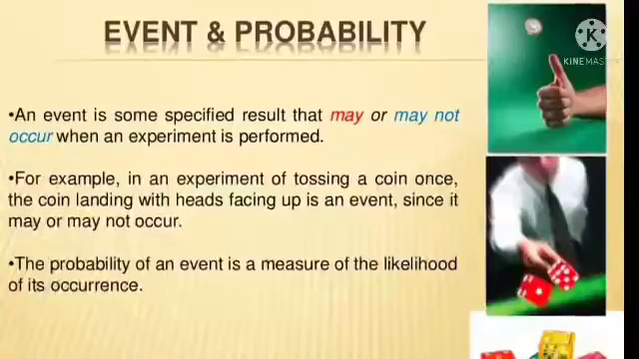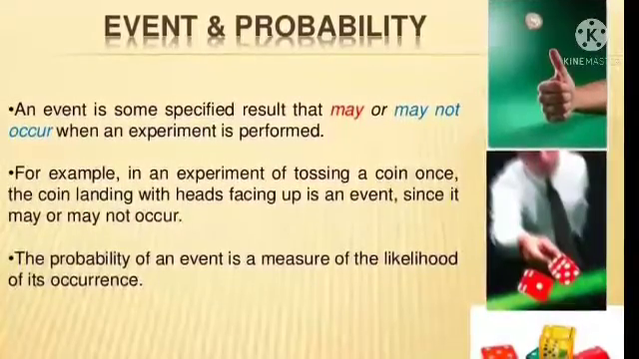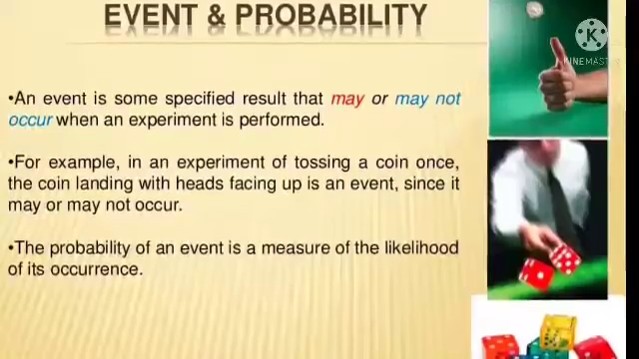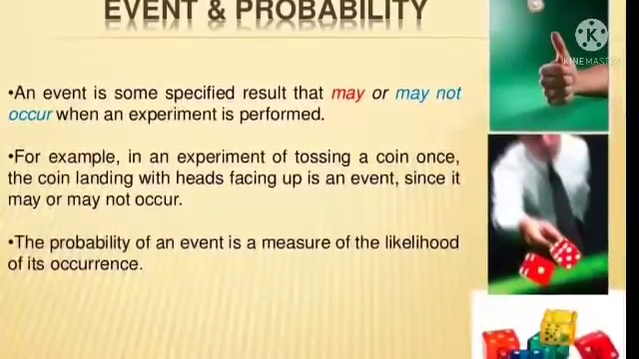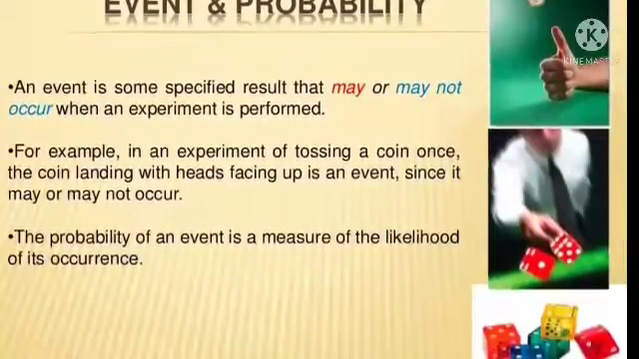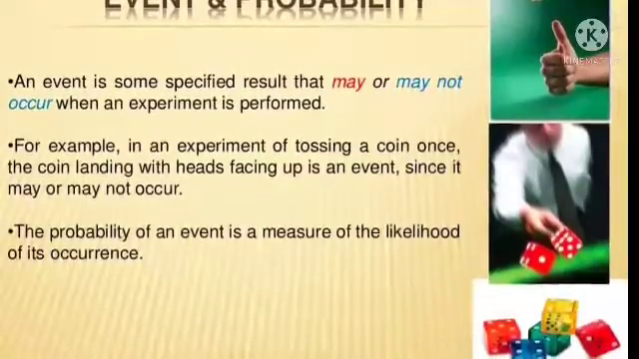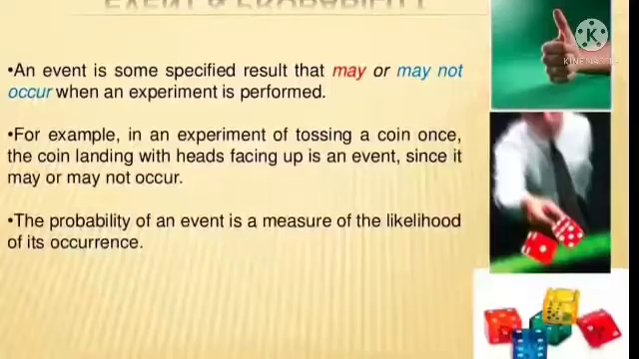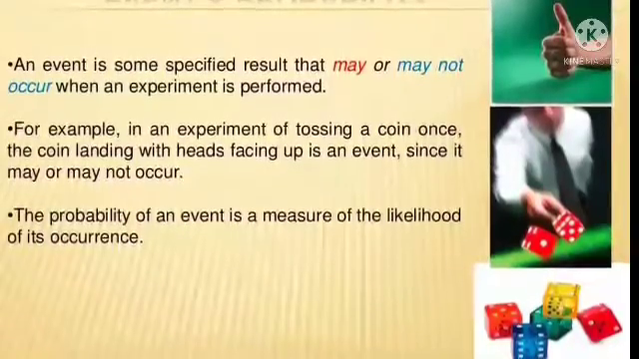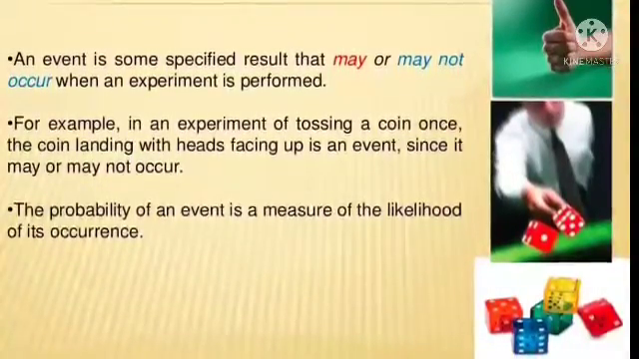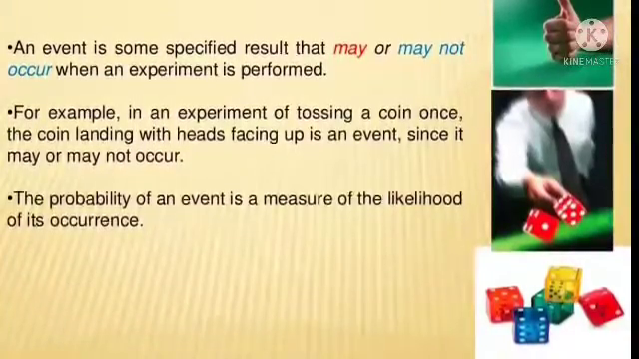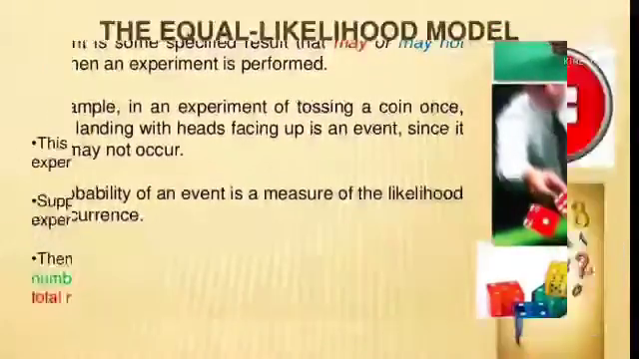Event and probability. An event is some specified result that may or may not occur when an experiment is performed. For example, in an experiment of tossing a coin once, the coin landing with heads facing up is an event, since it may or may not occur. The probability of an event is a measure of the likelihood of its occurrence.